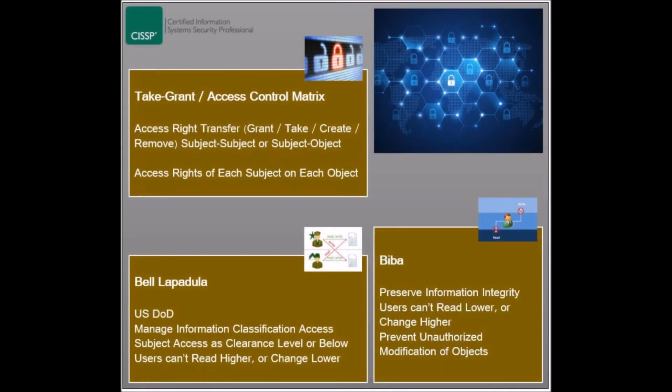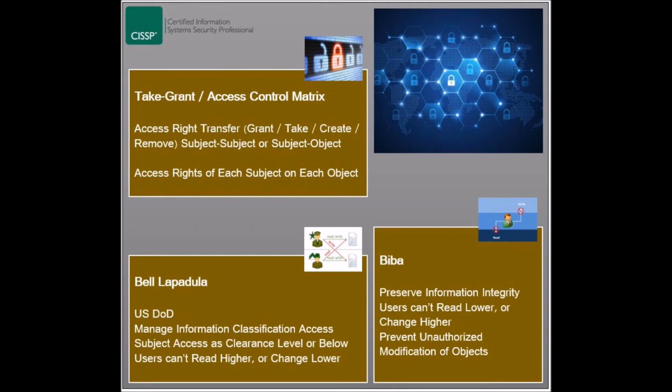The next model is the BIBA model, which was concerned with preserving the integrity of information. Similar to the LaPadula model, this model incorporates the State Machine Model and the Information Flow Model into its design. The BIBA model deploys a sort of inverted approach to the LaPadula, where subjects cannot read objects at lower integrity levels, and cannot modify objects at higher integrity levels.